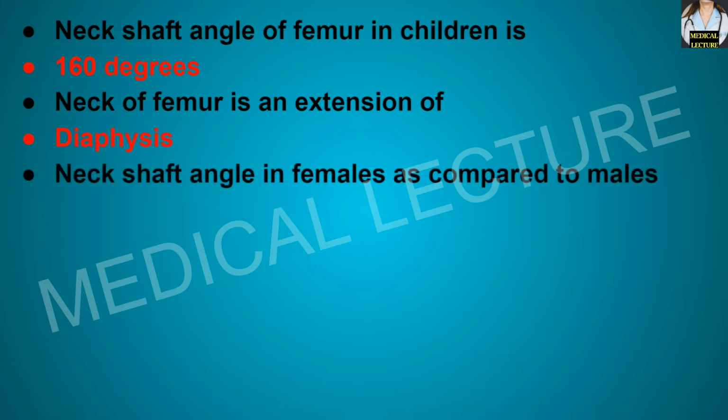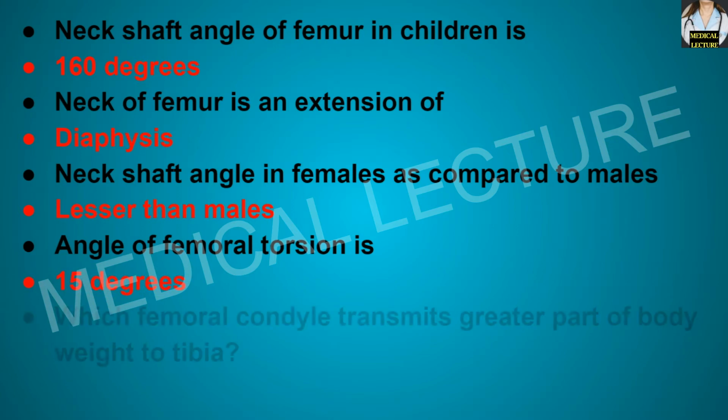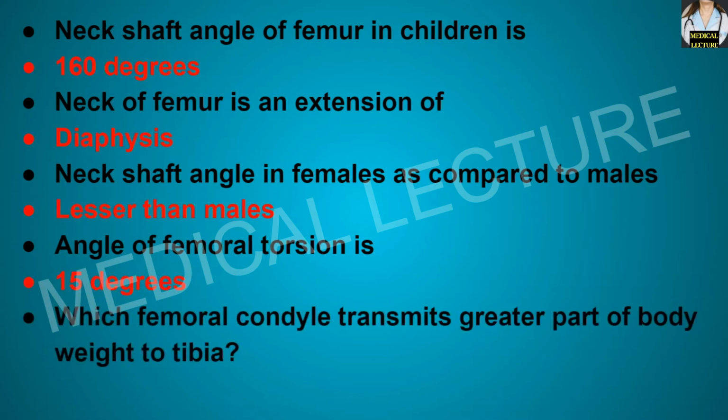Neck shaft angle in females as compared to males is lesser than males. Angle of femoral torsion is 15 degrees. Which femoral condyle transmits the greater part of the body weight to the tibia?